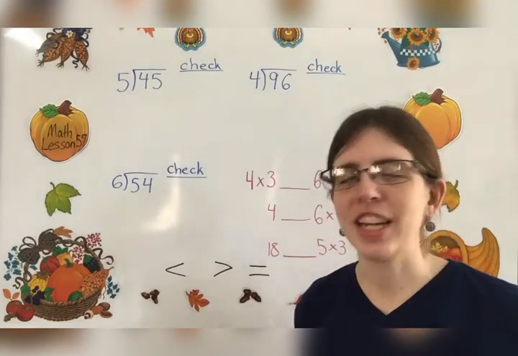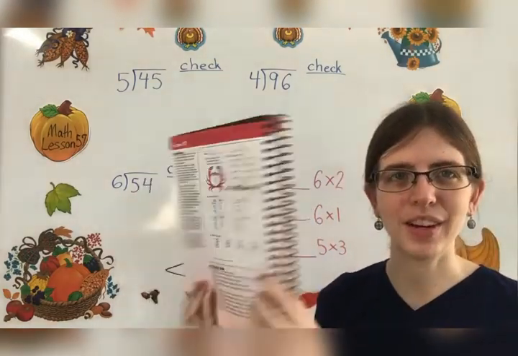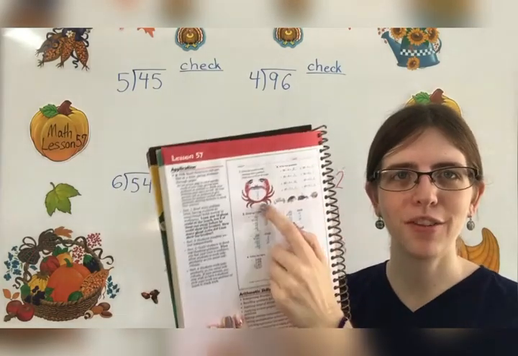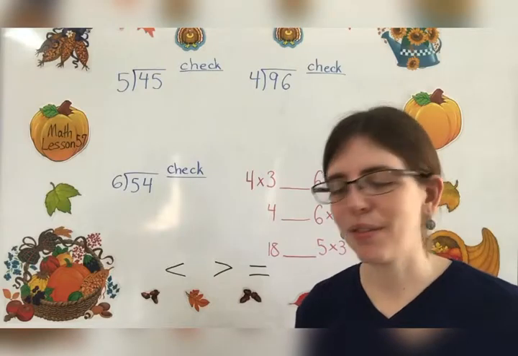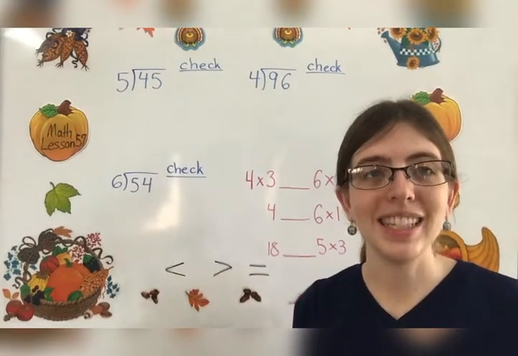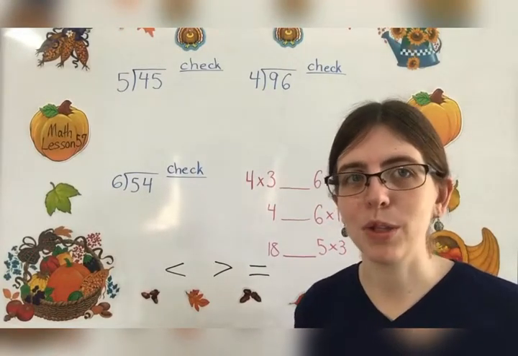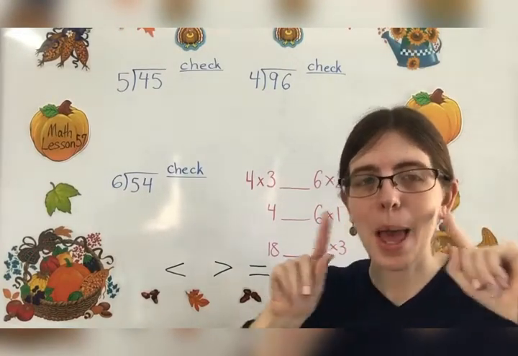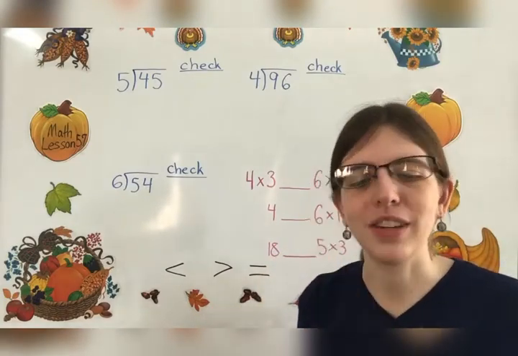You should have pages 113 and 114 out and in front of you, so it has the crab on the front. We're going to get started with that crab. This is a review lesson, so we're going to start with some listening skills. To do this problem, you have to just listen to me because it's not written on your paper, and I will help you with what you need to do.